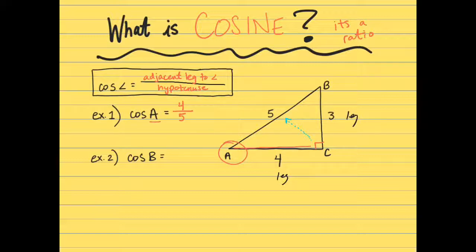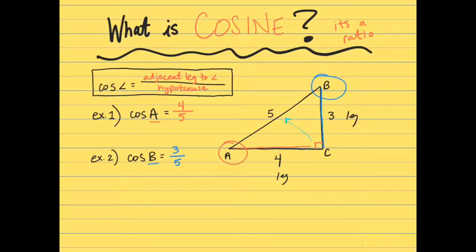What about cosine of B? All right, we're looking from B's perspective. What's up, B? What's your adjacent over hypotenuse? Well, you can tell that the leg that's adjacent to angle B, the leg that's next to angle B, is that 3. And the hypotenuse is still 5. That ain't changed. All right, so we found cosine of A to be 4 over 5 and cosine of B to be 3 over 5.